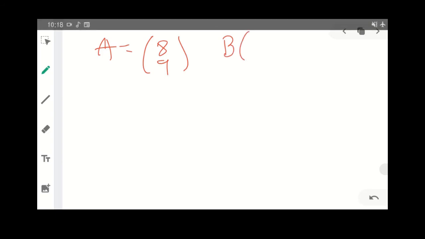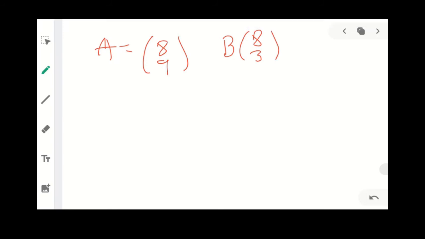Take note, you can also find the length of vector AB this way. We know that point A equals 8, 9, and then B equals 8, 3. We know that vector AB equals OB minus OA.